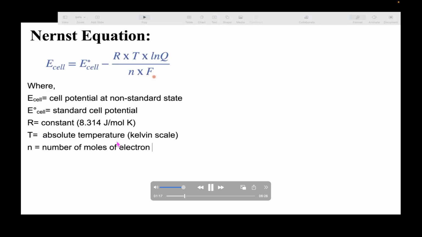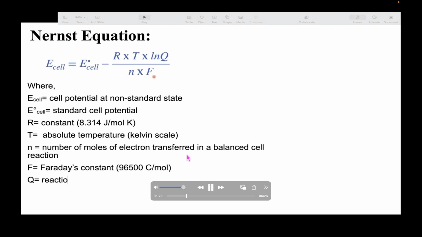T is the absolute temperature. So we have 25 degrees Celsius, we will convert it into the Kelvin scale, okay. N is the number of moles of electron transferred in a balanced cell reaction that we will see later. F is my Faraday constant. So Faraday constant value is already fixed, that is 96500 coulomb per mole. Q here is my reaction quotient for the given reaction.